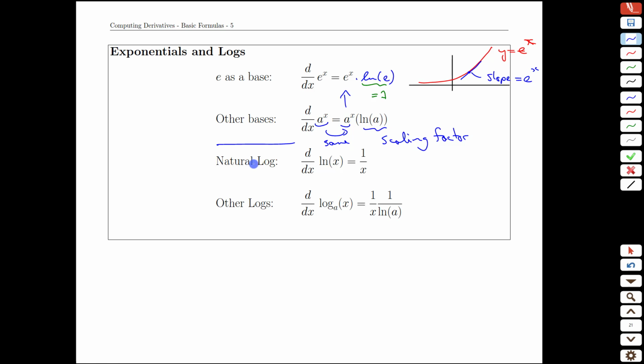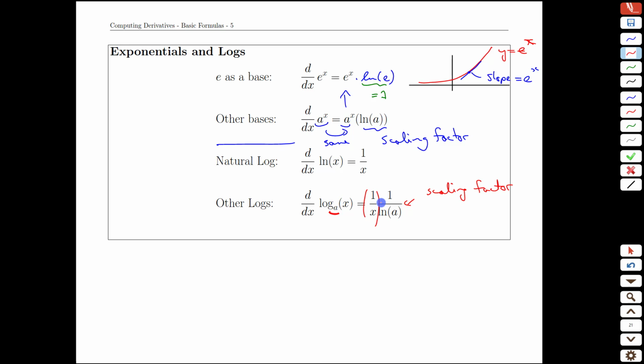Switching gears, if we have the ln, the natural logarithm, its derivative is 1 over x. Not something you'd see coming, proving that's actually a bit of a challenge, but it's a very simple rule to memorize. Same idea with the log of some other base. So if we had log base a, we still get the 1 over x. So same pattern as the exponentials, you get the same basic function involved, but then we have the scaling factor this time in the denominator, the scaling factor 1 over ln of a.